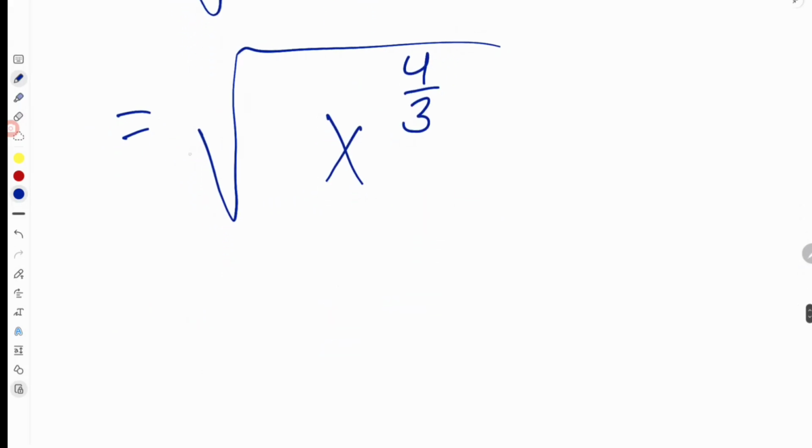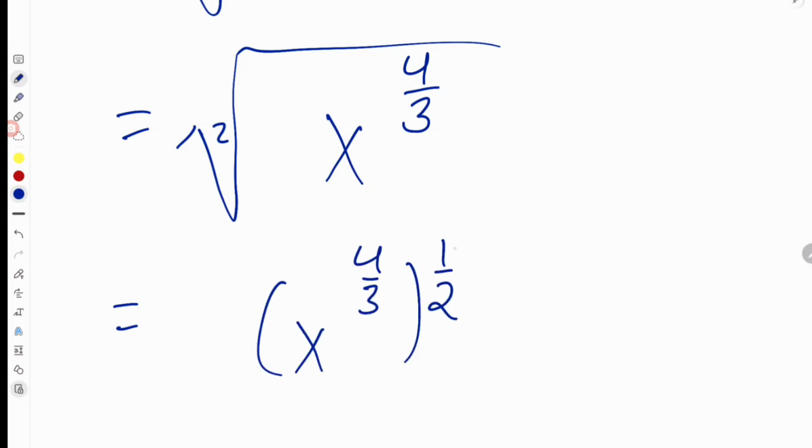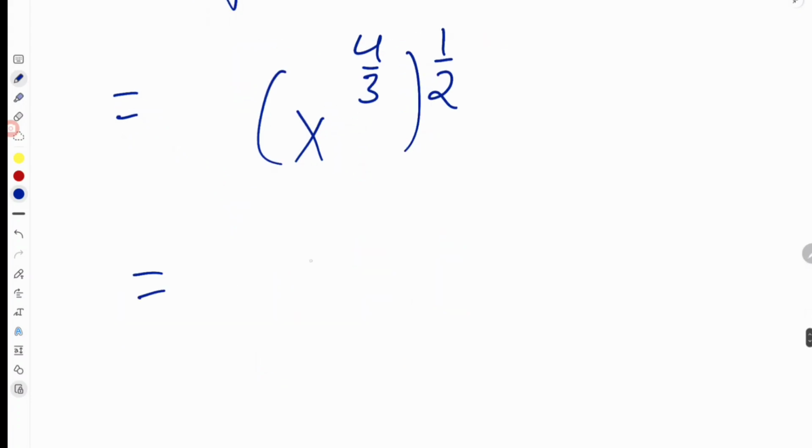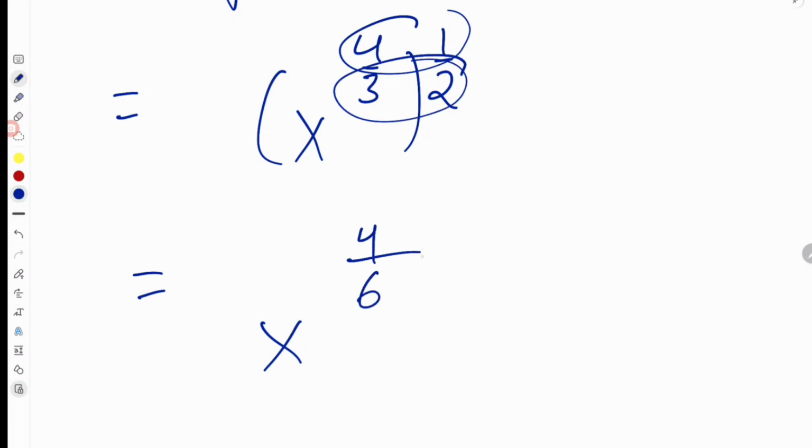We're not done yet. Remember, there's an implied index of 2 here, so this converts into the following then. Not even a square root now, but just x to the 4/3 raised to the 1/2. We're converting the root into its exponential form of 1/2. We want to do that because now we can multiply. So we're going to have x raised to the 4 times 1, which is 4, and then 3 times 2, which is what? 6 in this position.